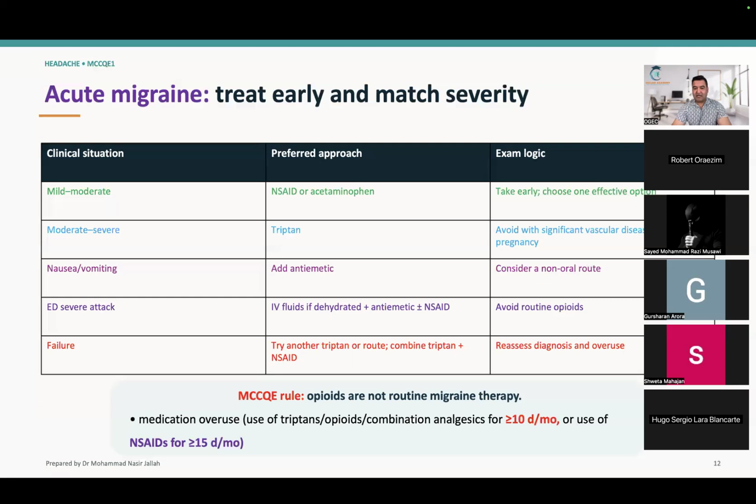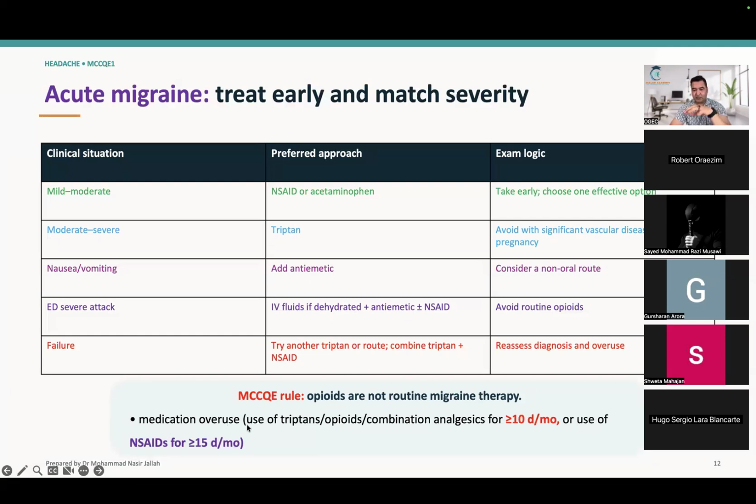Failure, try another triptan or route, combined triptan plus non-steroid. So I start with the acetaminophen. Doesn't help, I start non-steroid anti-inflammatory drug. If it doesn't help, I combine these two. If it doesn't help, I will go with the triptan. Okay. If the patient is in the emergency room, I have to give him IV fluid, IV antiemetic, and non-steroid. So MCQ 1 rule, opiates are not routine for migraine therapy.